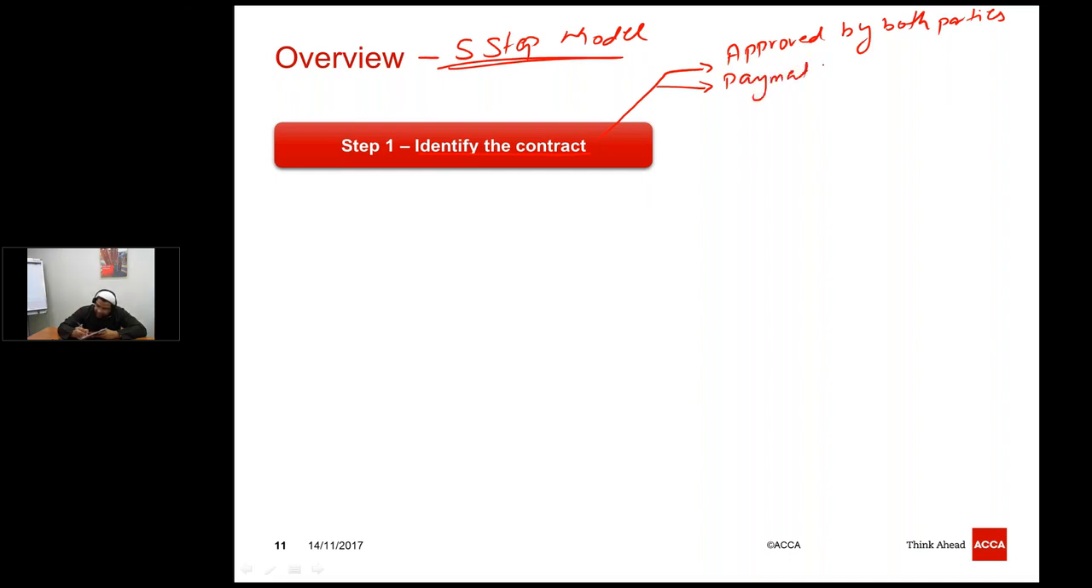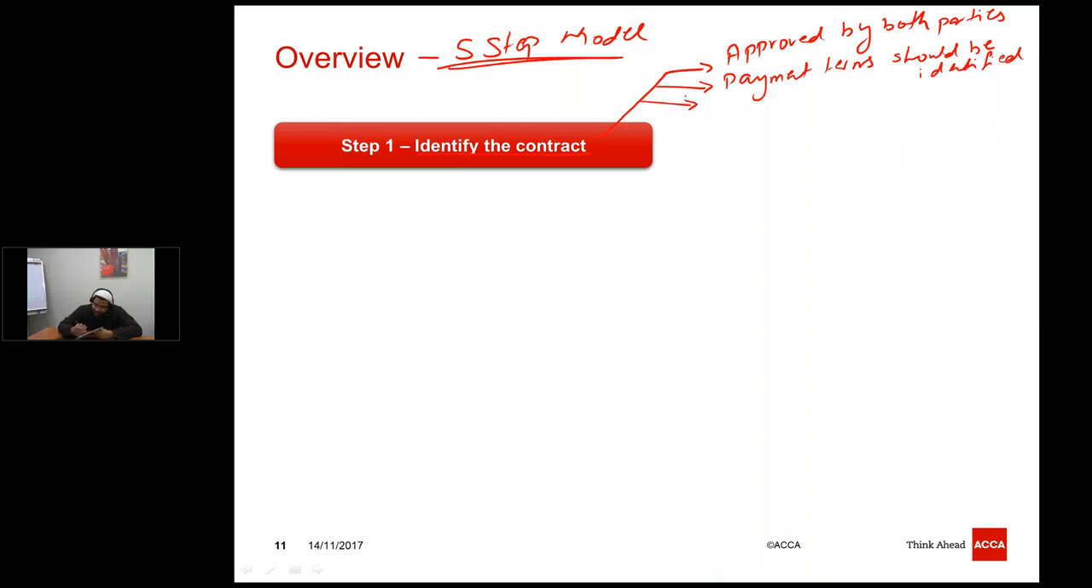The payment terms should be defined, that is, exactly what amount I am going to receive or what amount exactly you are going to receive. Which means that we should have agreed on a price. If we have not yet agreed on a price, this means that revenue cannot be recognized. The acceptance can be both written or oral, but it should be accepted by both parties.